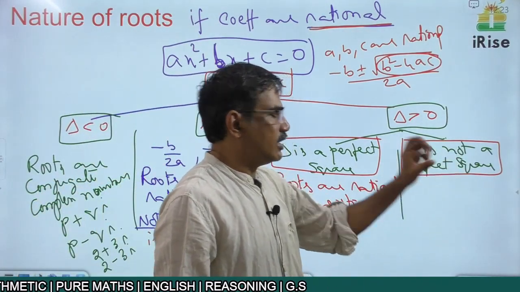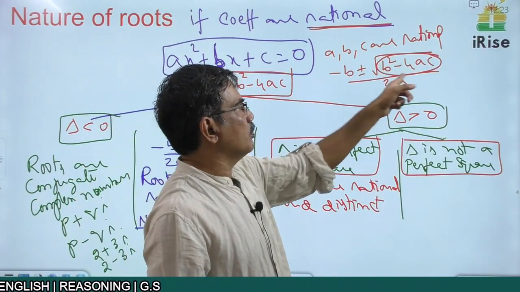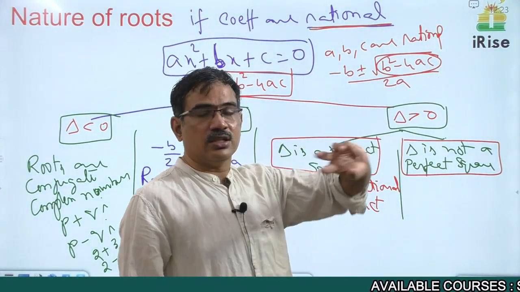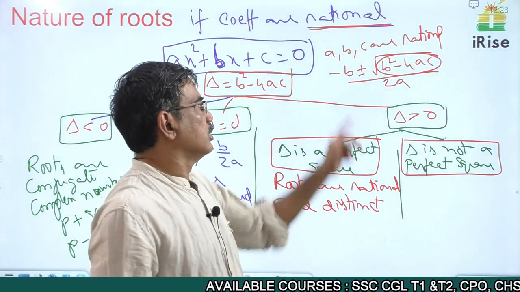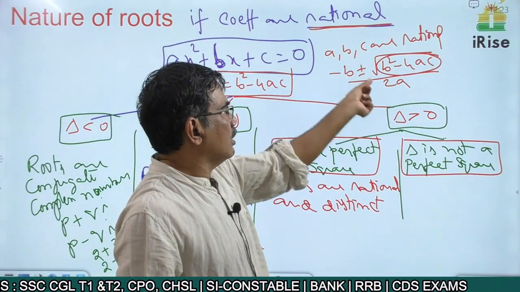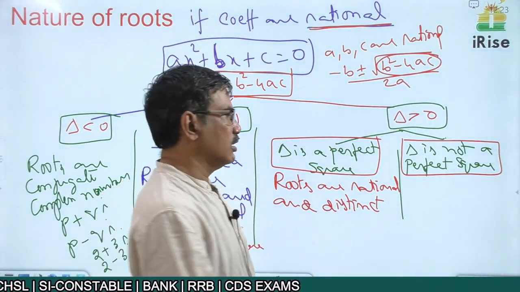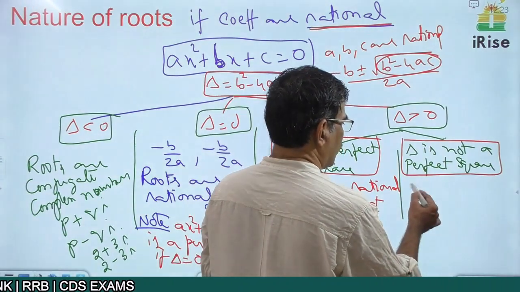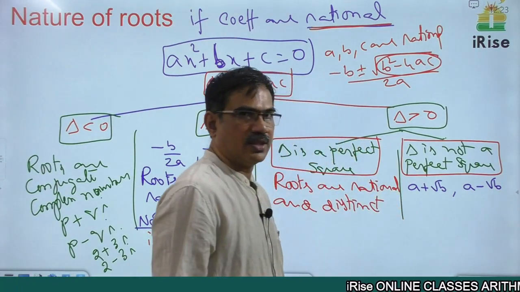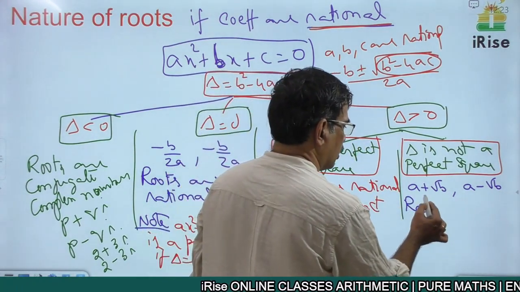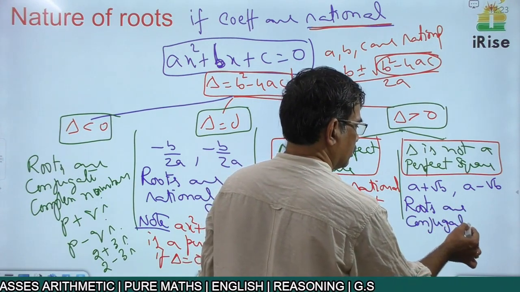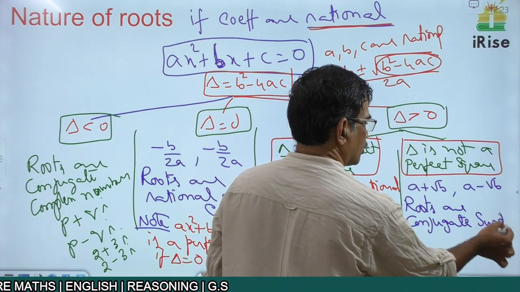And if delta is not a perfect square, what happens? Let it be 3. B square minus 4ac is 3. Root of 3 is not a rational number, it is an irrational number. B is rational, A is rational, but this part is irrational. Rational plus or minus irrational by rational. So they are in the form of a plus root b, a minus root b. We say that the roots are conjugate surds.